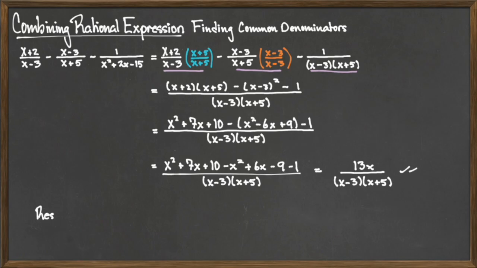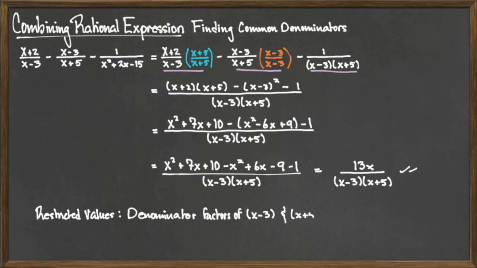Now for the restricted values. Again, I have denominator factors of x minus 3 and x plus 5, and those will yield restricted values of positive 3 and negative 5.